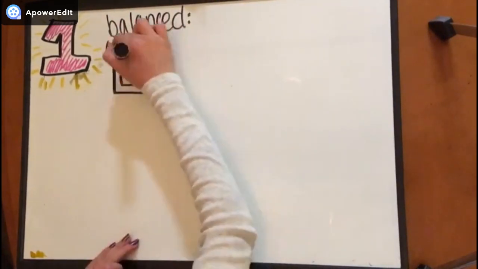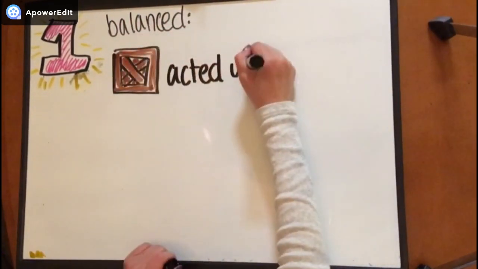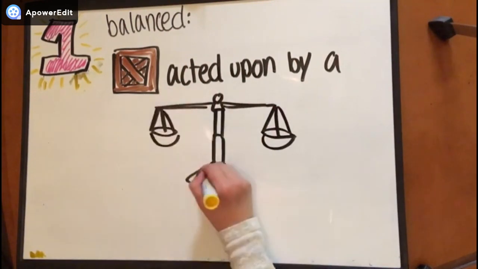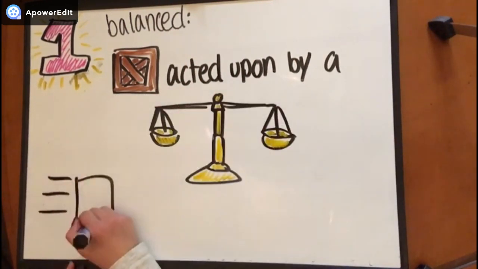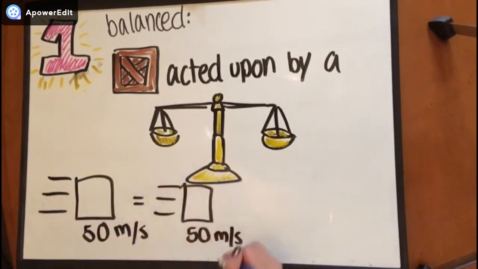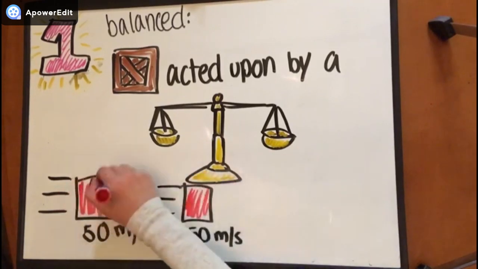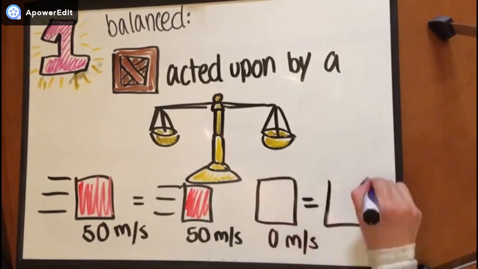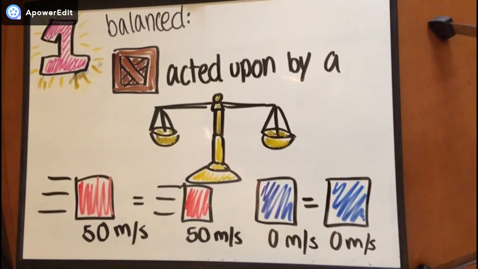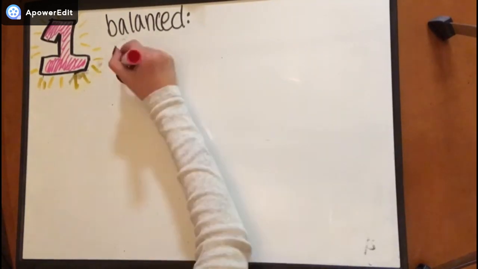When an object's motion is acted upon by a balanced force, the object's velocity does not change. So if the object is in motion, the speed will stay constant and in the same direction. If at rest, the object won't move and will remain at rest.